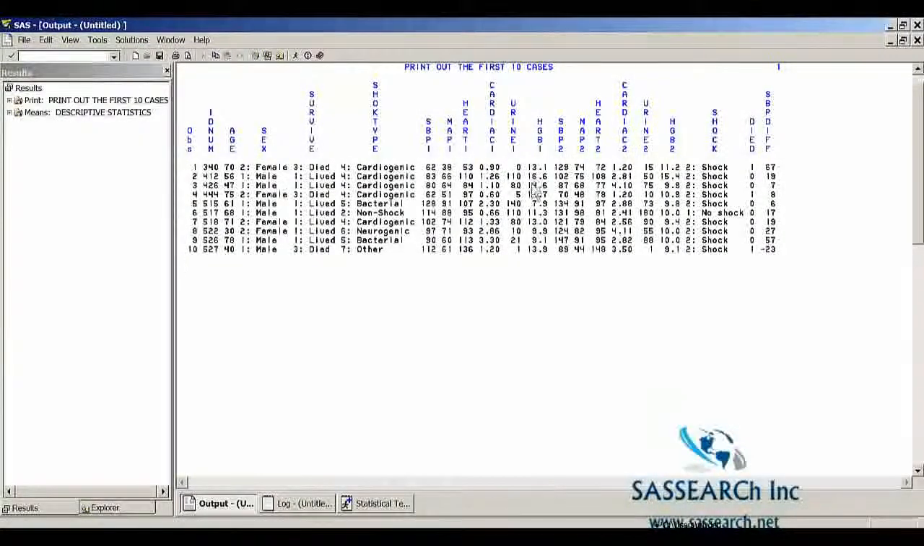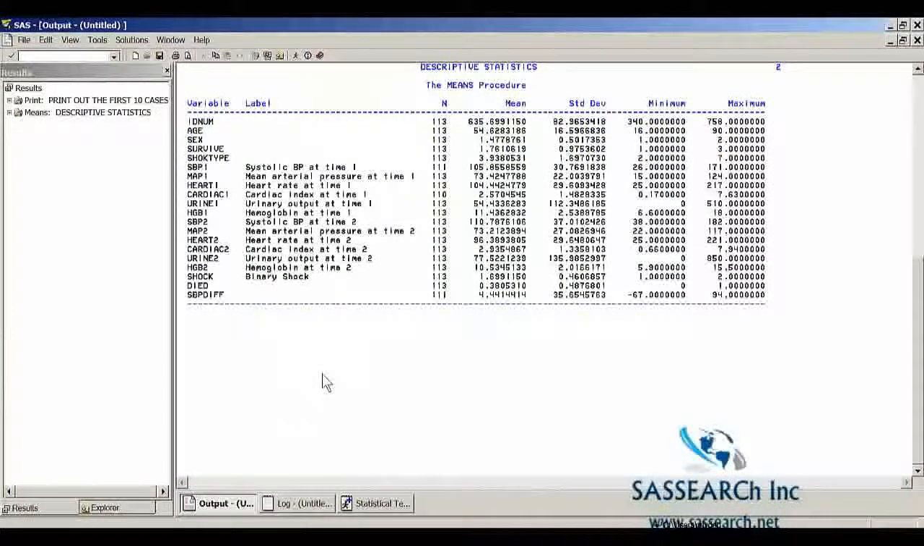And then we have all of our lab measurements that were taken both at time 1 and time 2. We have whether or not the patient died, whether or not the patient experienced shock, and we also took a difference between systolic blood pressure between time 2 and time 1. If we look down here, we see we have our descriptive statistics for all of the continuous measurements, and notice that for most of the measurements we do have complete data.